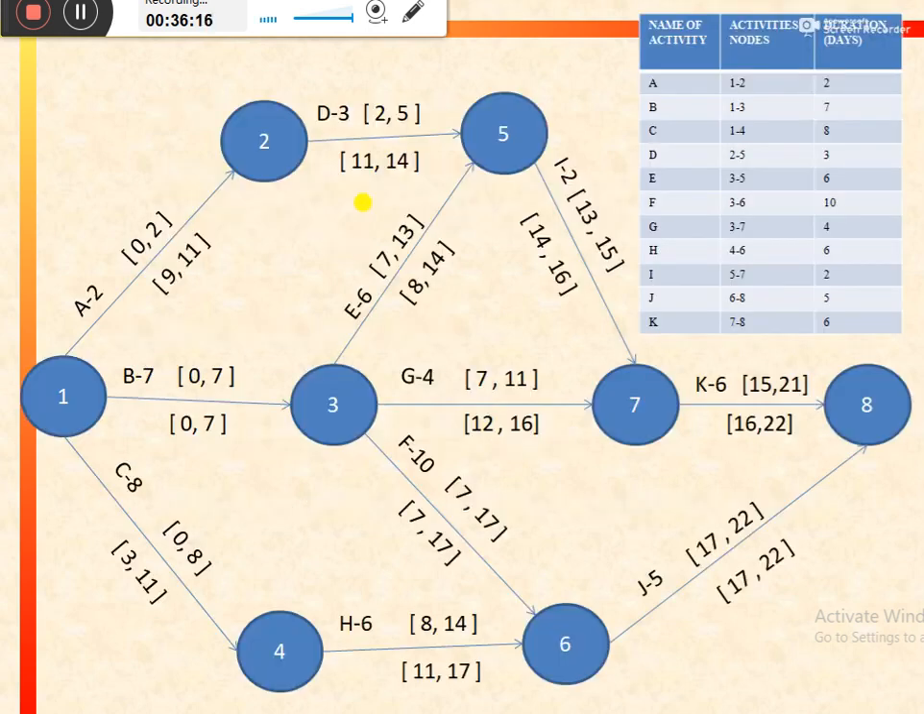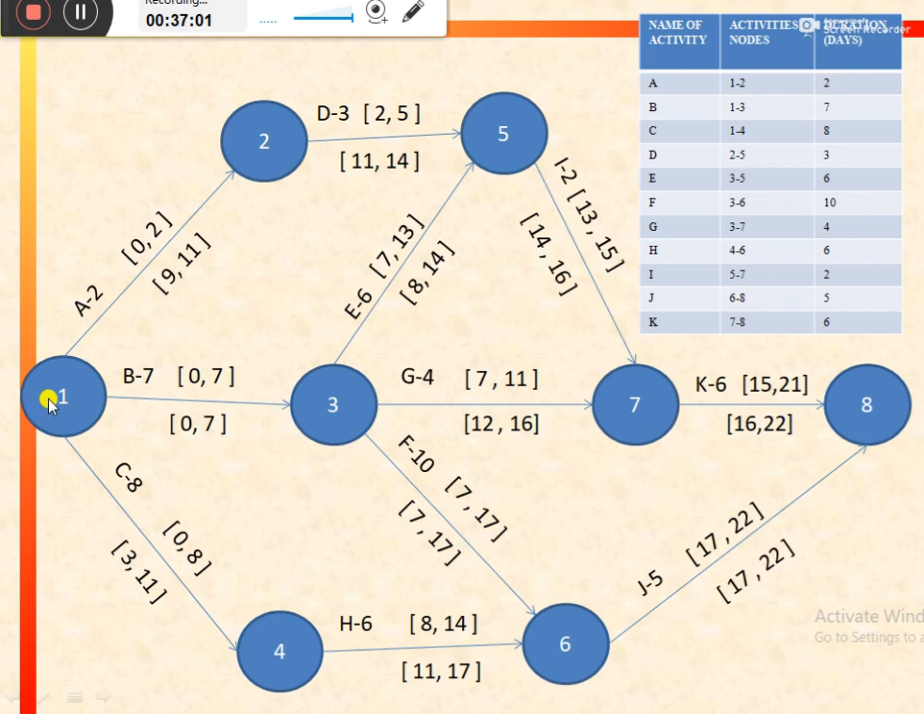So we have this network with us after calculating all the earliest and latest times of the activities. Now one by one we would consider all the possible paths in this network, calculate their duration, and select the one with maximum duration. So for the first path, that starts from 1 and goes to 2, 5, 7, 8, the duration would be equal to 2 days plus 3 days, 5, plus 2, 7, plus 6, 13 days. Similarly, the second path would be from 1 to 3 to 7 to 8. So the duration would be equal to 7 plus 4 plus 6, that is equal to 17.